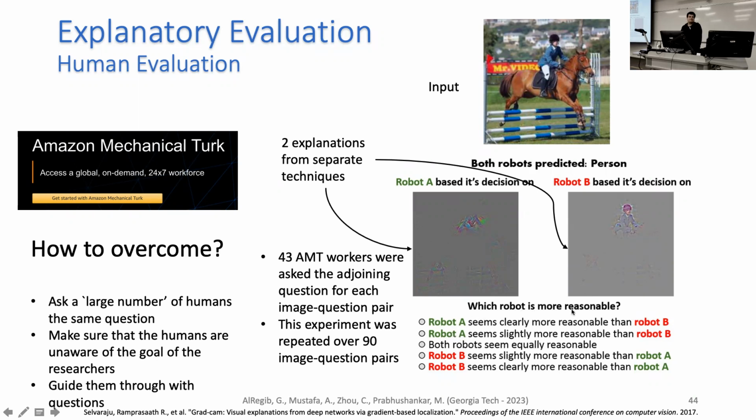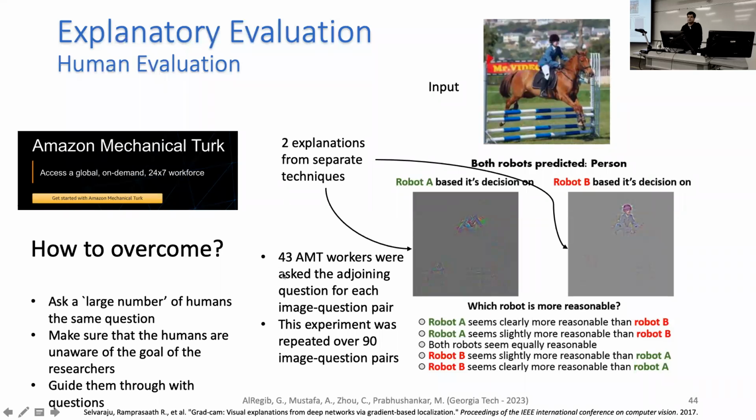Which robot is more reasonable? So the answer is person for both of them, but the question now is which explanation is better, is framed as which robot is more reasonable. Robot A seems clearly more reasonable than B. You have these 5 questions, and people were asked basically to choose one of these solutions. So basically you're trying to remove the subjectivity out of it by making this comparison. And saying, okay, one is more reasonable than the other. You're not directly asked which is class discriminative, but you're asked what explanation is more reasonable.